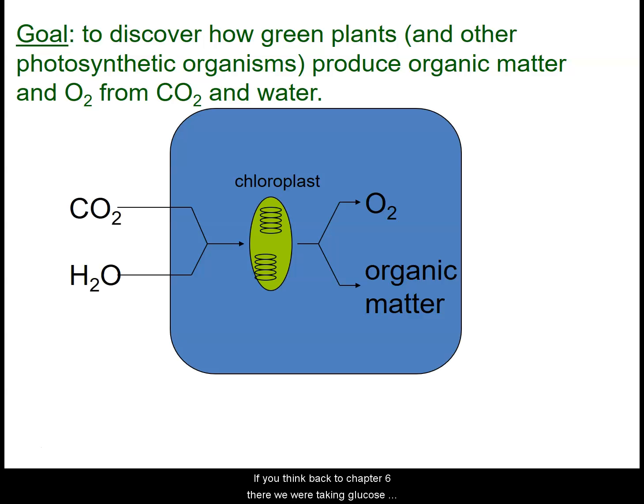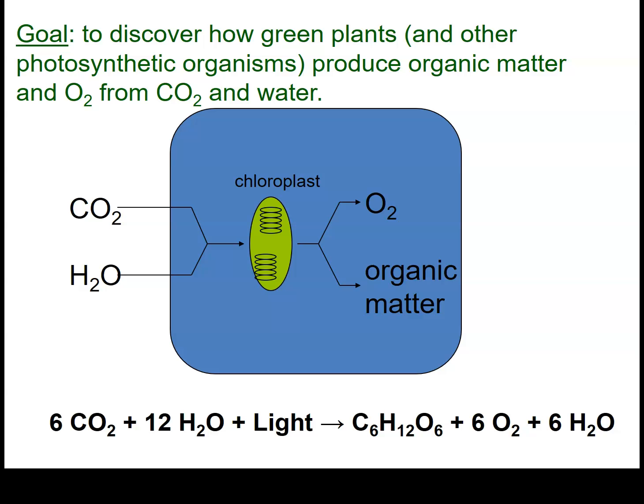Now, if you think back to chapter 6, there we were taking glucose in the presence of oxygen and breaking that down to make a lot of ATP. The byproduct of that as well was CO2 and water. And so plants and, as mentioned, cyanobacteria, they're able to do the inverse of that. They're taking CO2 and water, and with the help of the reactions that take place in the chloroplast, they're able to convert that into oxygen and glucose. You can see that overall reaction here.